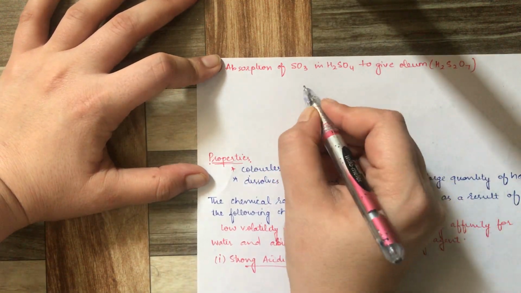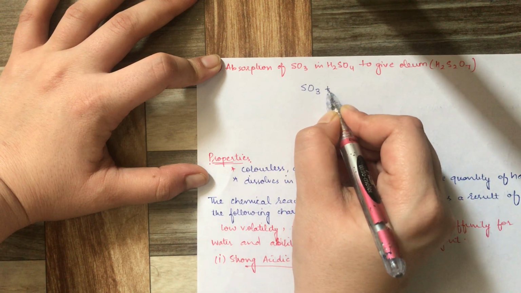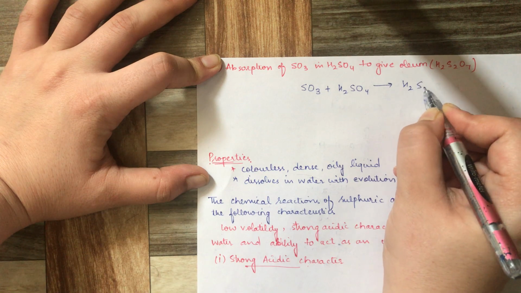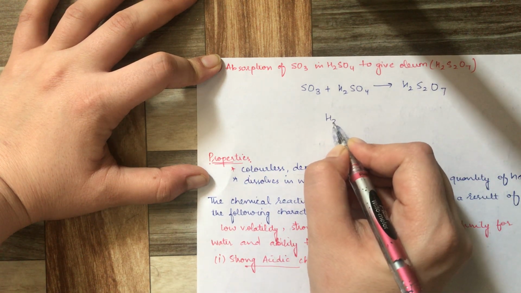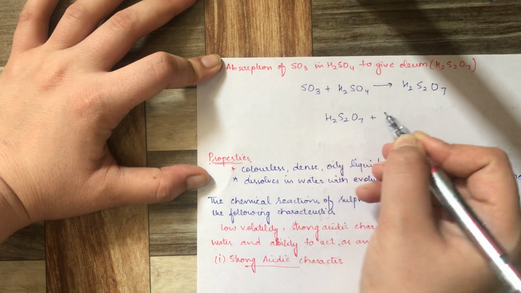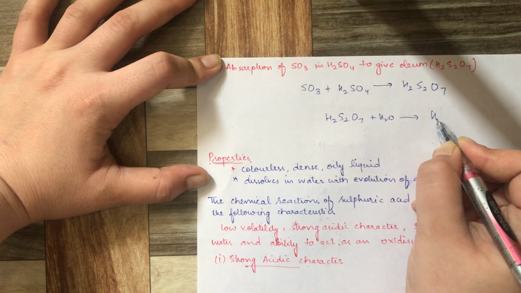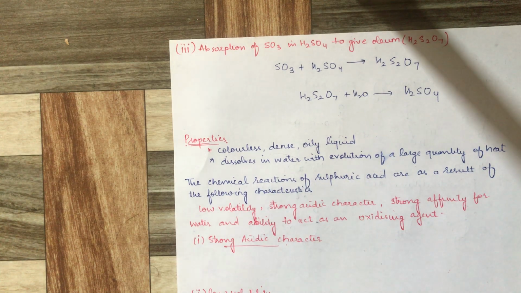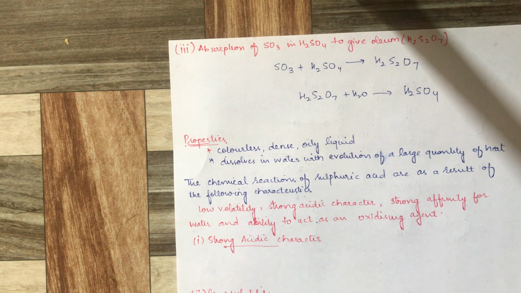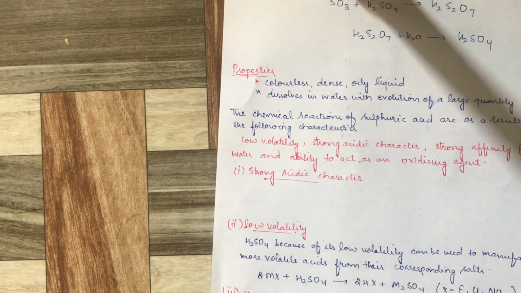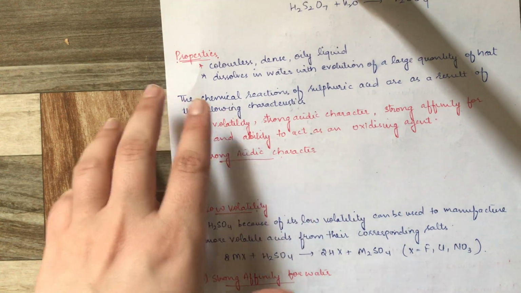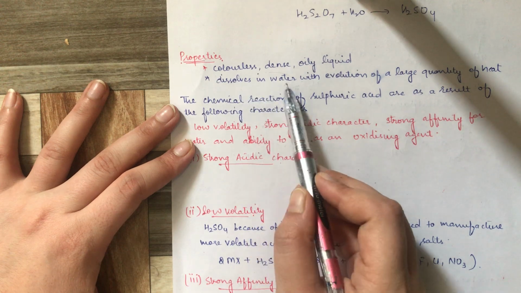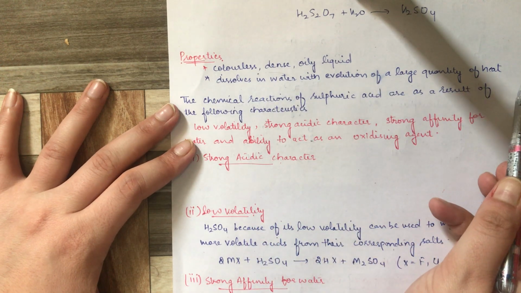Next, once SO3 is formed, it is absorbed in H2SO4 to give oleum, H2S2O7. This oleum is then dissolved in a suitable amount of water to give H2SO4, and the H2SO4 obtained at this point is 98% pure. Let's quickly discuss its properties. Sulfuric acid is a colorless, dense, oily liquid. It dissolves in water with evolution of a large amount of heat.